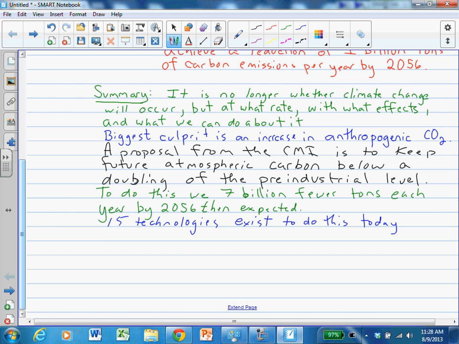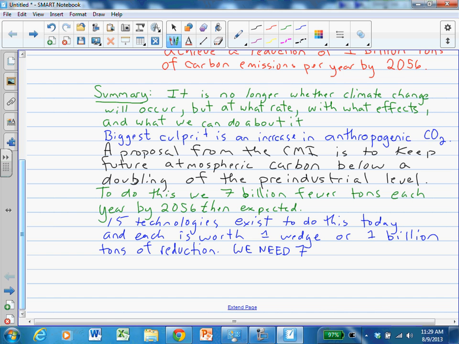And each is worth 1 wedge, or 1 billion tons of reduction. We need 7 wedges. Examples.